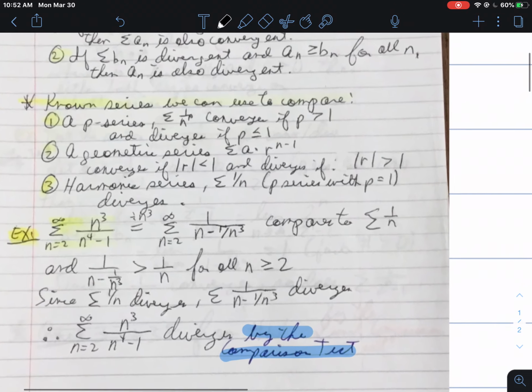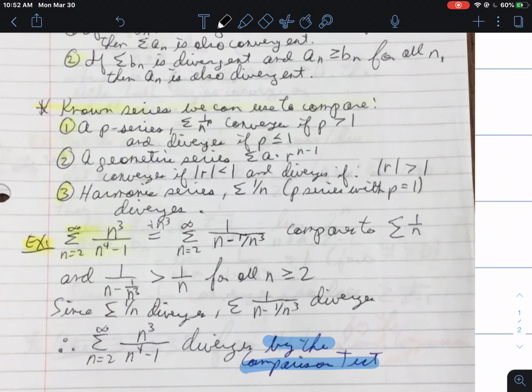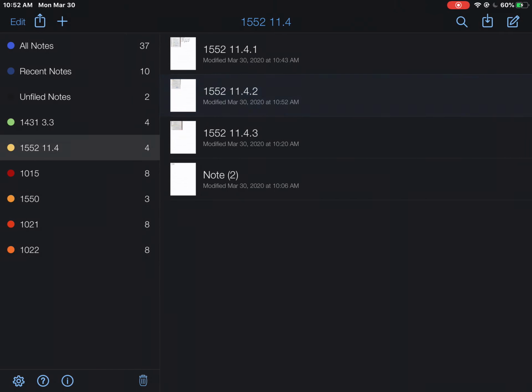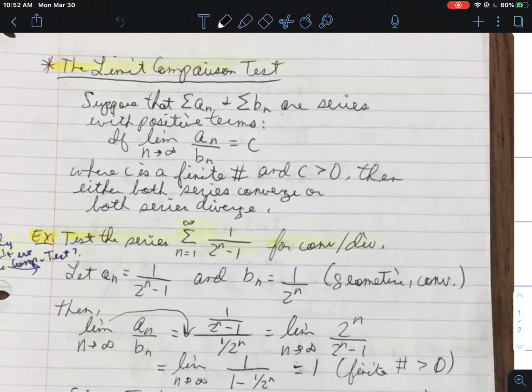All right, so that's the comparison test, or again, what I was calling the direct comparison test. The other comparison test is the limit comparison test. Now, initially it's the same idea. I want to compare our series to a known series that converges or diverges, but the comparison here has to be a little different, and I'll give you an example as far as why. And how do I recognize when do I use which one, or do I have a choice?